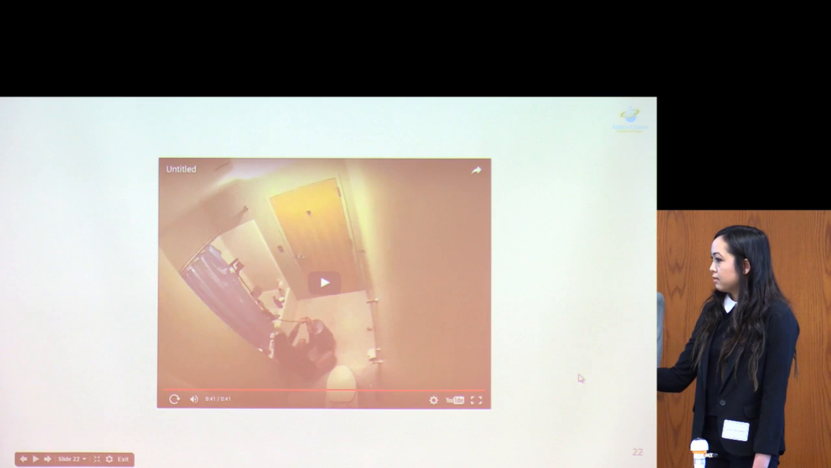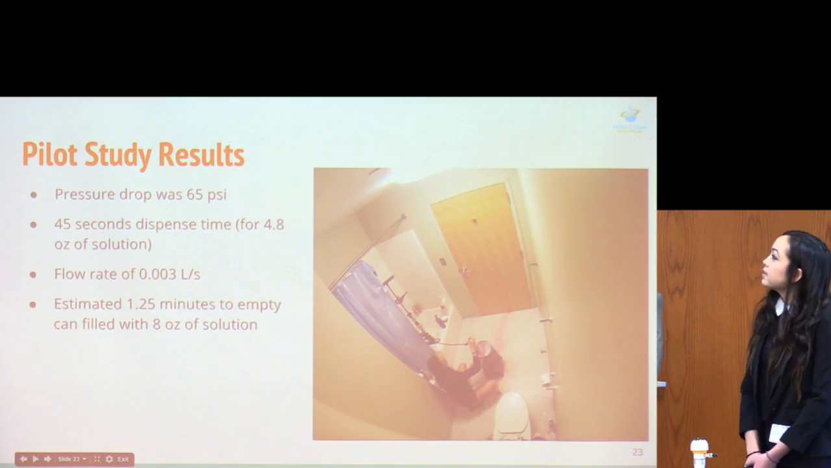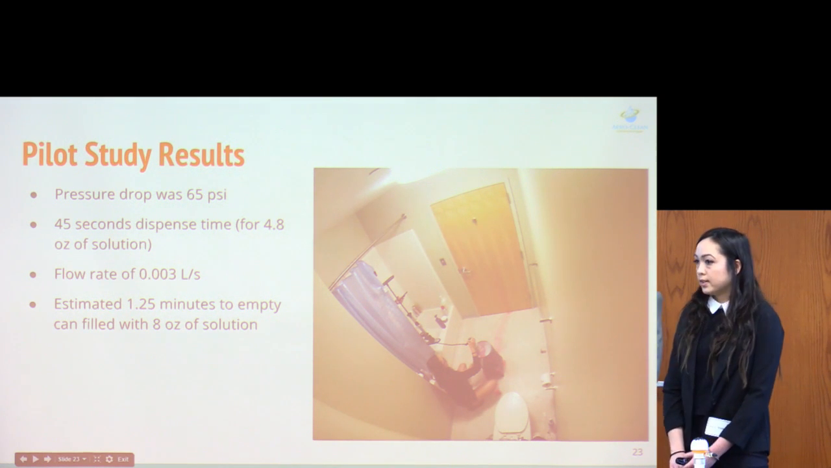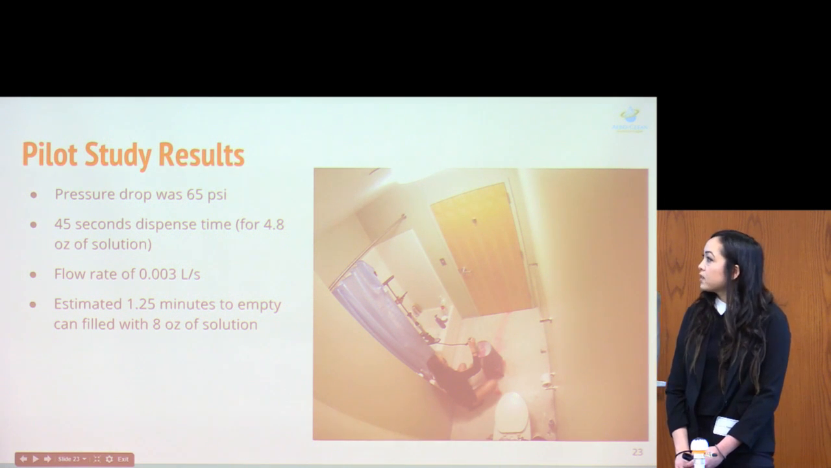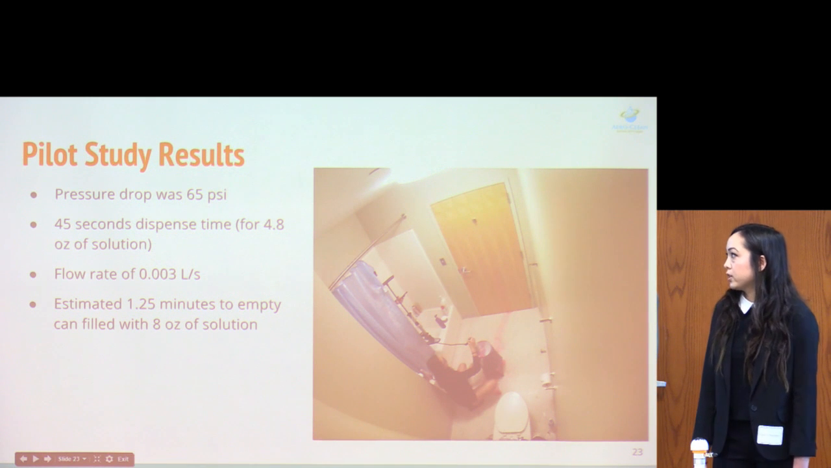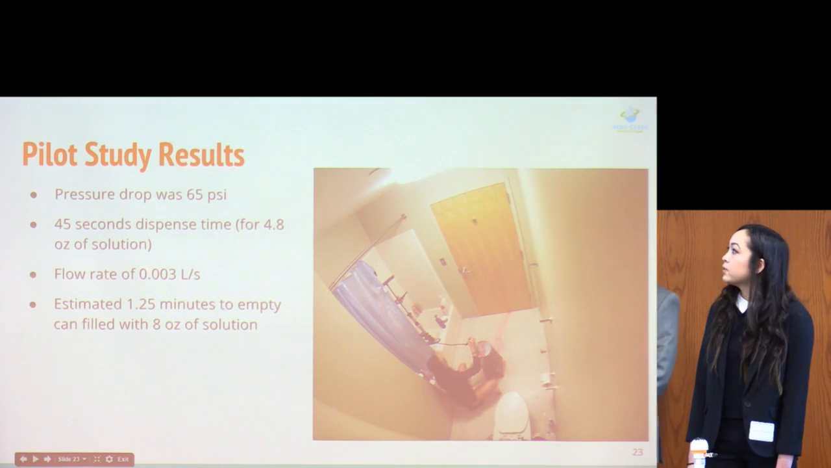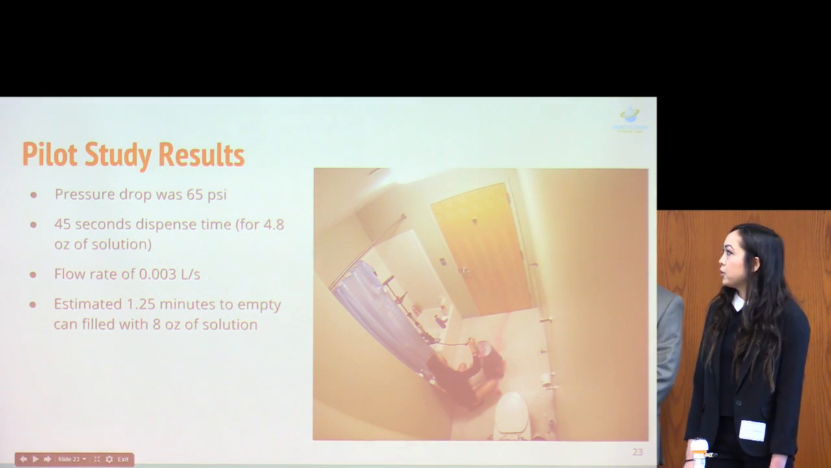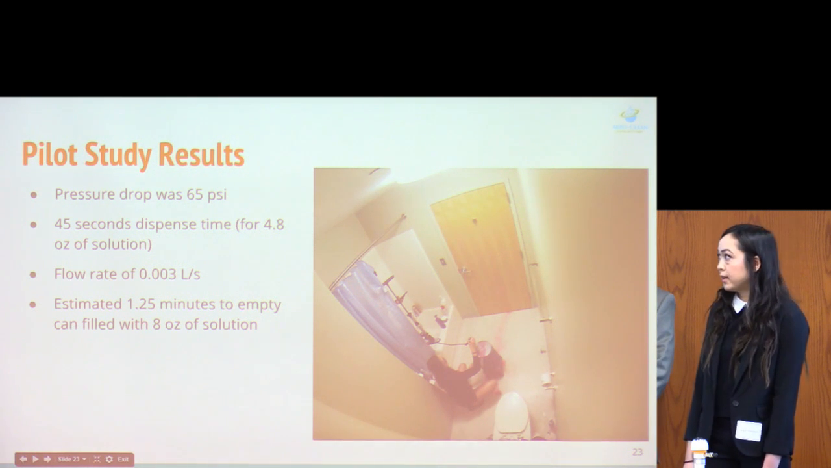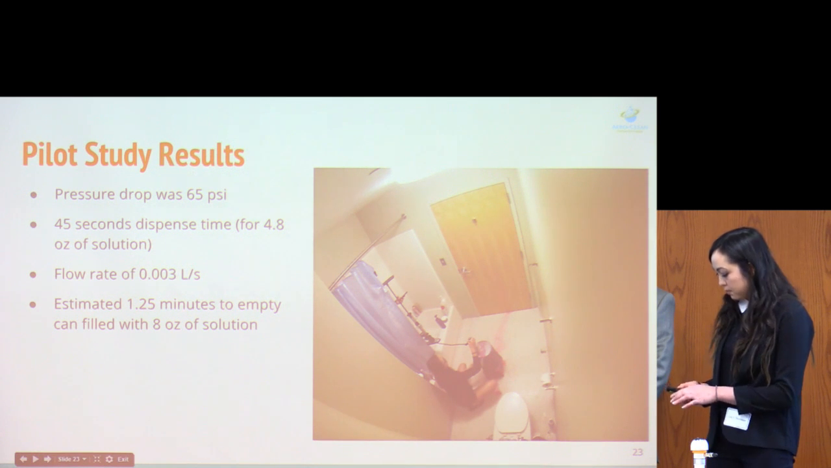So these are the results from our prototype test. We measured a pressure drop of 65 psi, and it took 45 seconds to dispense the 4.8 ounces of solution. We determined a flow rate of 0.003 liters per second and used that to estimate it would take about 1.25 minutes to empty a can filled with 8 ounces of solution, which is greater than the theoretical calculation for the amount of time we thought it would take. But that might have been due to a lot of the leakage and pressure loss.